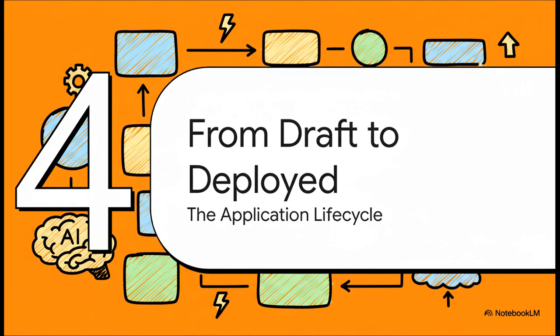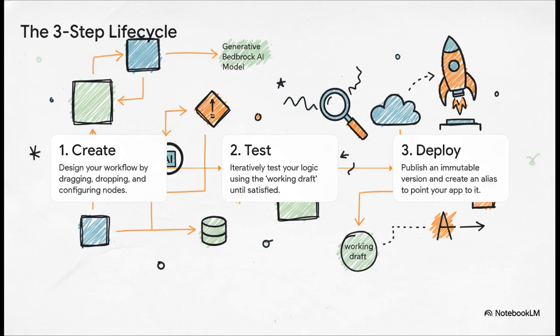All right, so you've dragged and dropped, you've connected your nodes. You have this beautiful visual flow. Now what? How do you turn this pretty diagram into a real, live application that people can actually use? Well, the process is actually incredibly straightforward, and it's all about moving fast. It's really just 3 steps. First, you create your workflow in that visual builder. Second, you test it out. You can play with a working draft over and over again until it's perfect. And once you're happy, step 3, you deploy it.